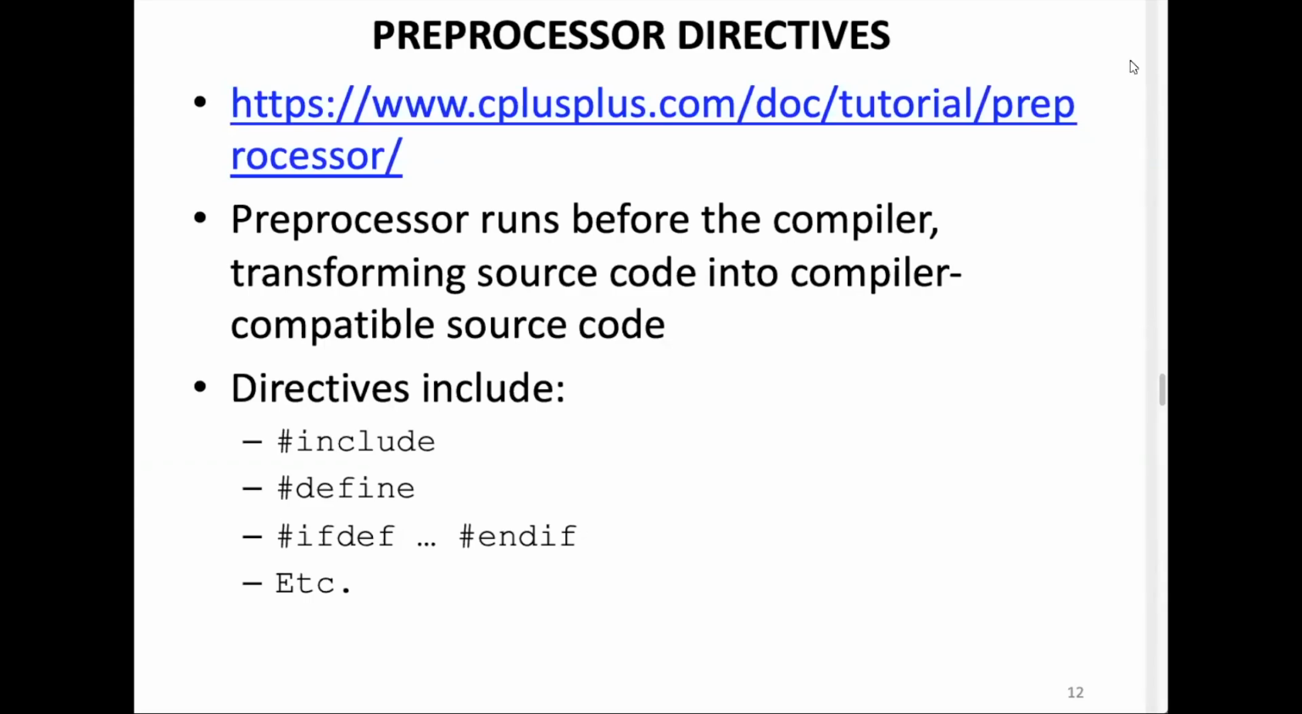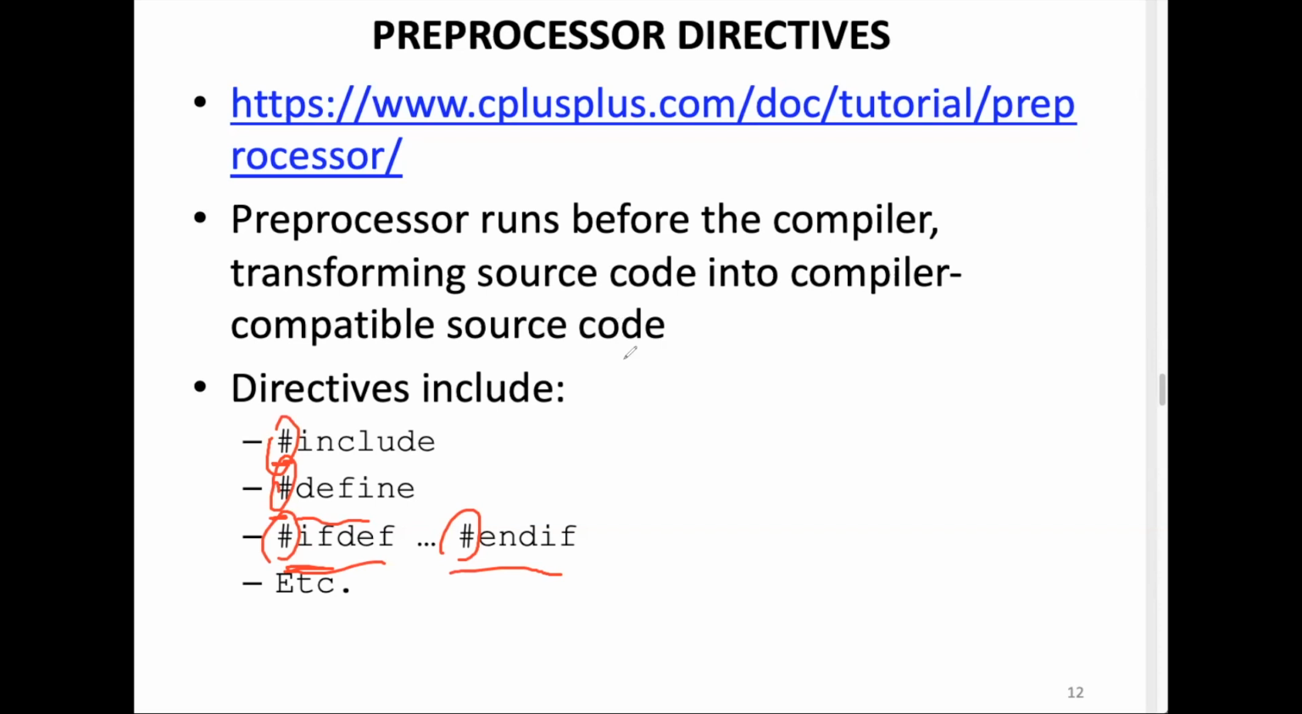Preprocessor directives are lines of code in your program preceded by a hash sign, right? As you saw in your homework, hello world and several other code snippets use pound include. There's also pound define. If you read up on the chapters where they talked about header files, you have probably seen pound ifndef, if not define. All of these directives are preceded by a pound sign. So this is very important.